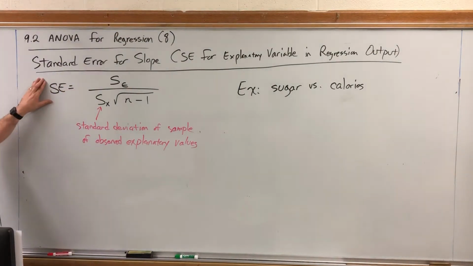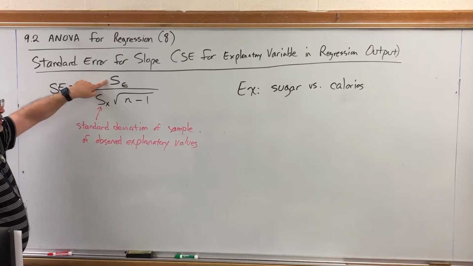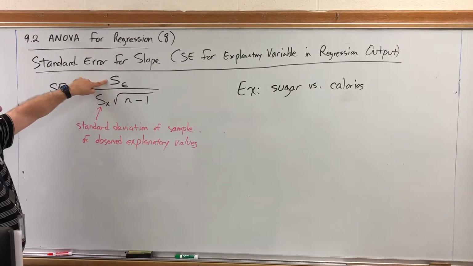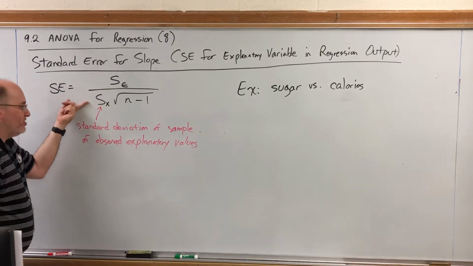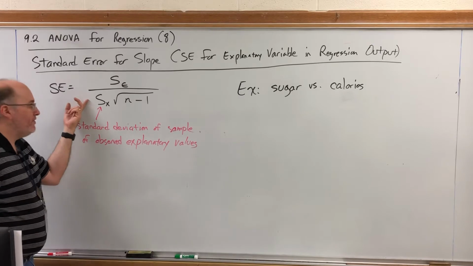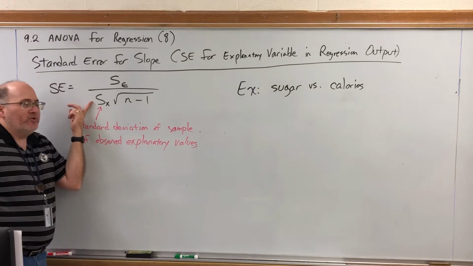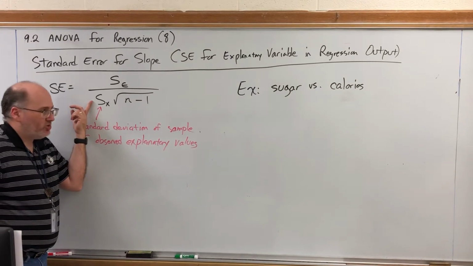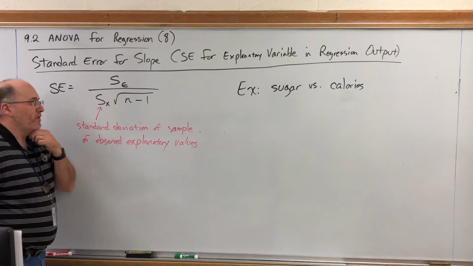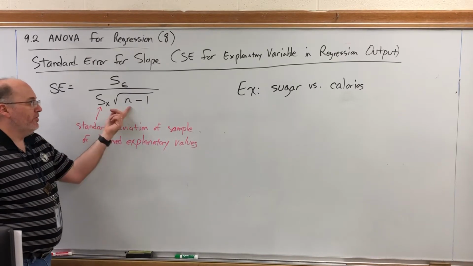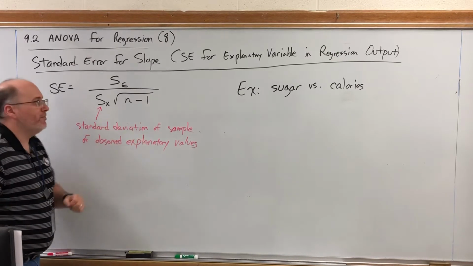The formula for the standard error of the slope is the standard deviation of the errors, which we talked about in the previous video, divided by the standard deviation of the sample of observed explanatory values. In other words, the sample standard deviation of the x's, divided by the square root of n minus 1, which you could also call the square root of the total degrees of freedom.